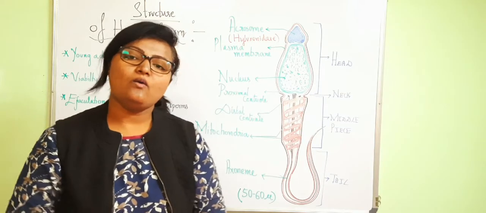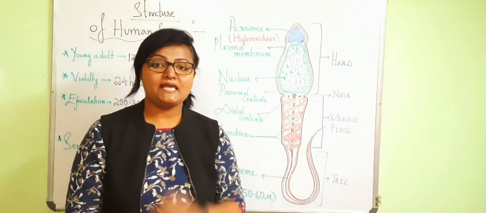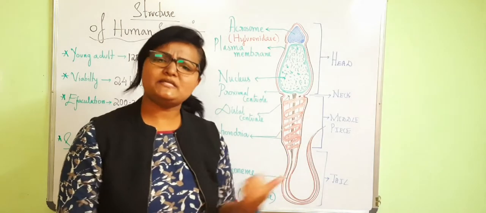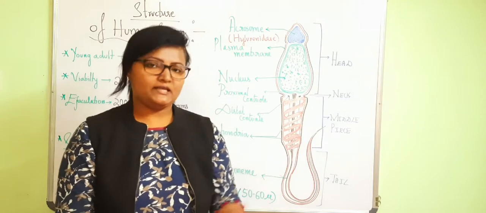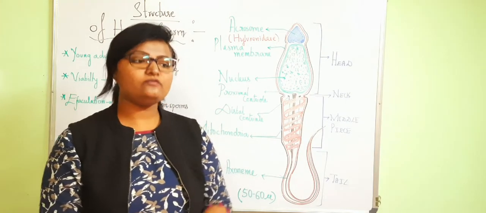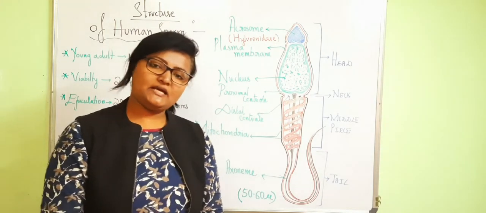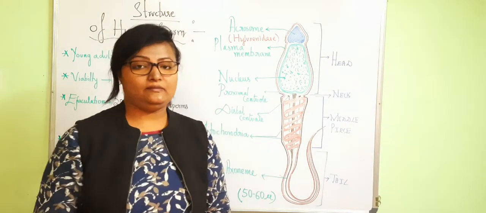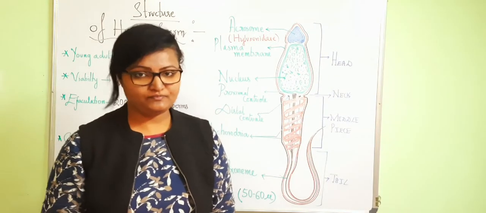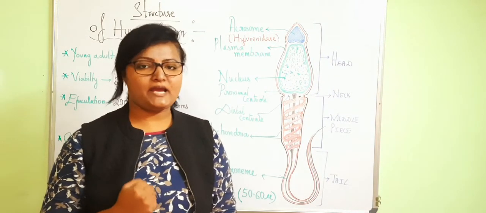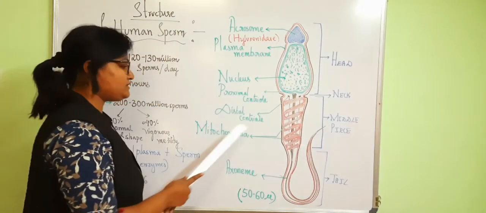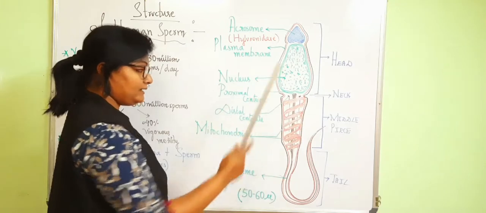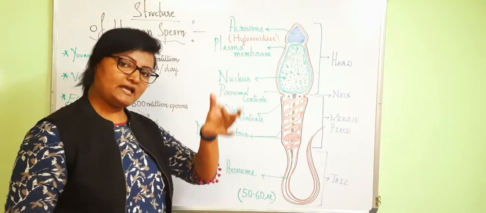Energy currency. What is that energy currency called? ATP, adenosine triphosphate. So here also the presence of mitochondria has the same reason. Why? Because when they travel from the vagina to the site of fertilization, they not only need a tail to move, but also energy. That energy is supplied by the mitochondria present in the middle region, and the tail gets its strength from the axial filament.